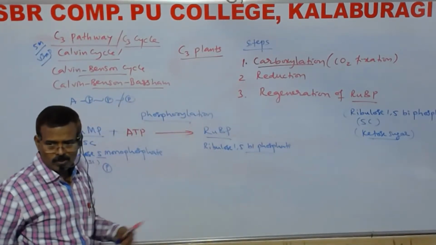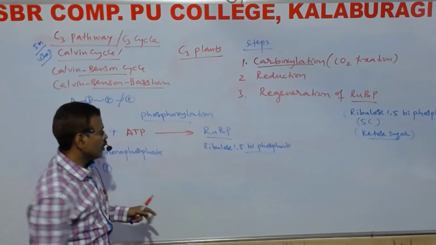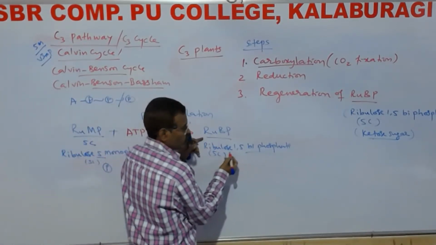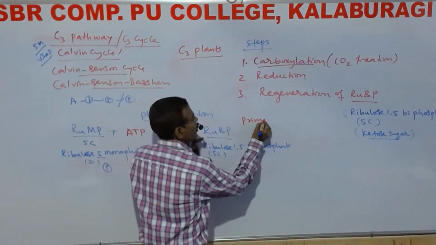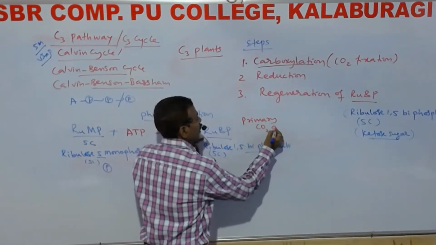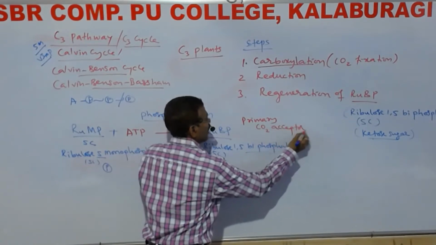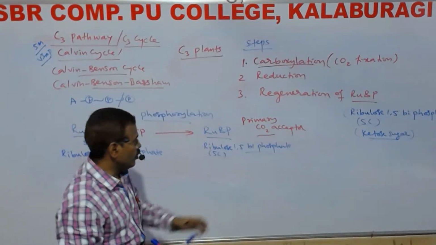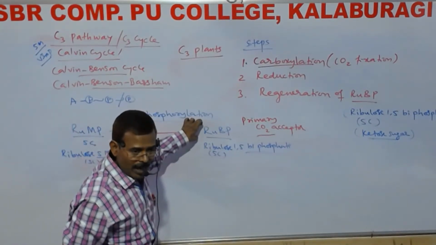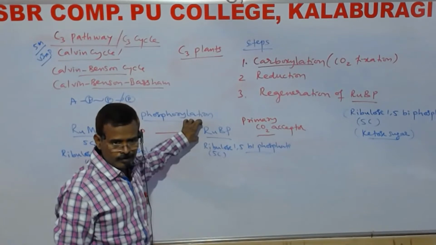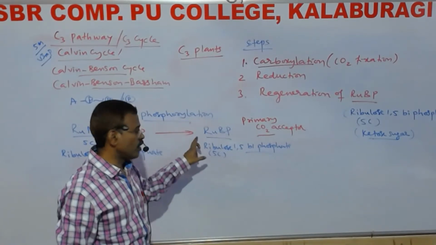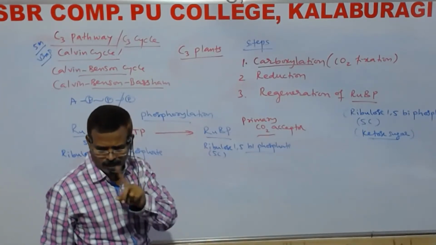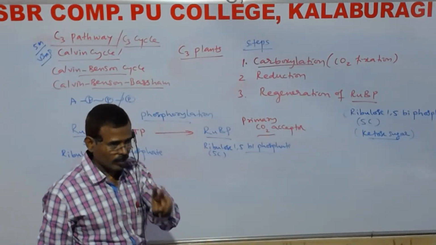In some books, there will be bisphosphate also. That is also correct. So this is the 5-carbon ketone sugar. This ribulose 1,5 biphosphate is the primary carbon dioxide acceptor, meaning the compound which accepts the carbon dioxide is ribulose 1,5 biphosphate. Remember this. It is also referred to as RUDP. RUDP means diphosphate, but same meaning, 2 phosphates will be there, right?